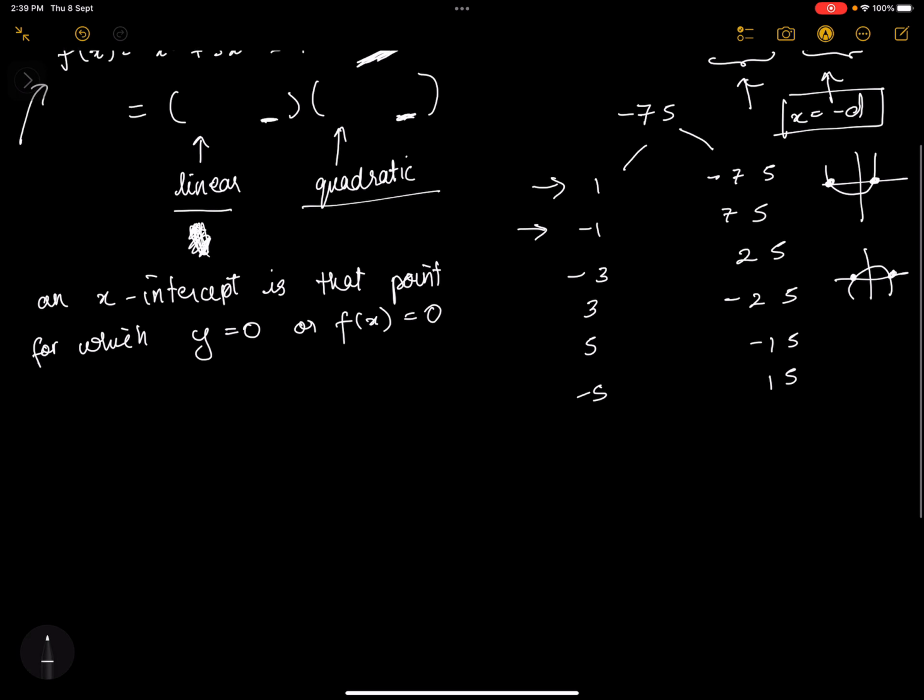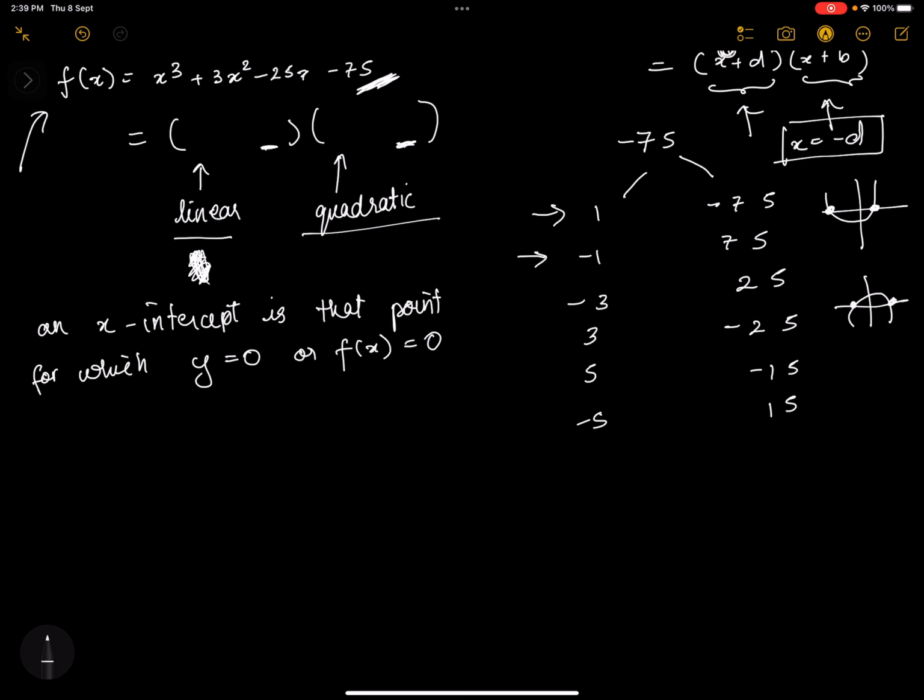So we're trying to find that value. In order to do that, we substitute x for all of these values and see what value gives us f of x equal to 0. So let's try f of 1. When we try f of 1, we get 1 cubed plus 3 minus 25 minus 75, which is 4 minus 100, which is equal to minus 96. So clearly this is not equal to 0.